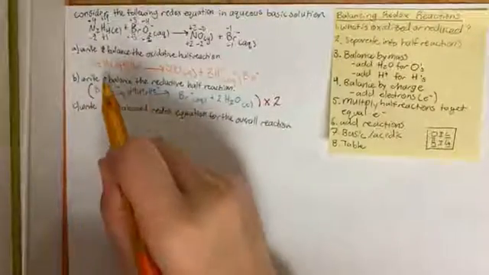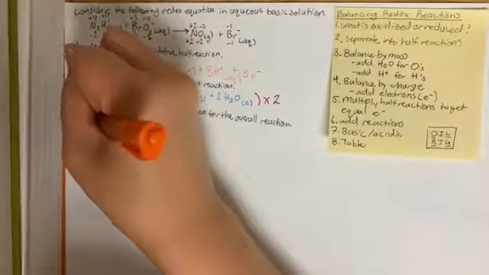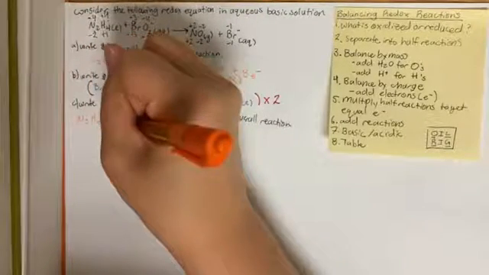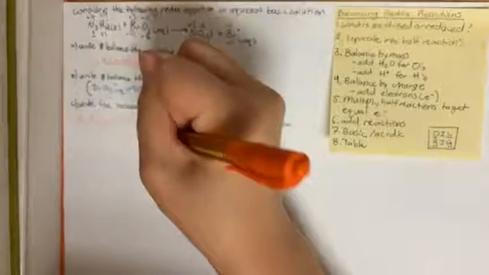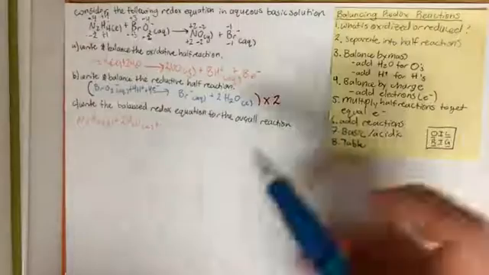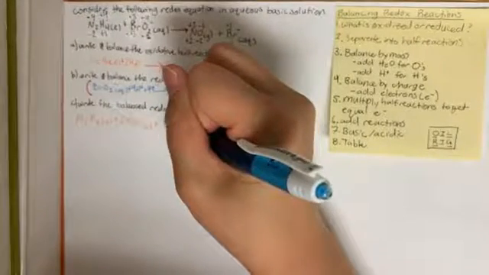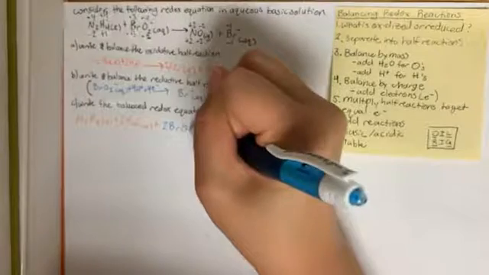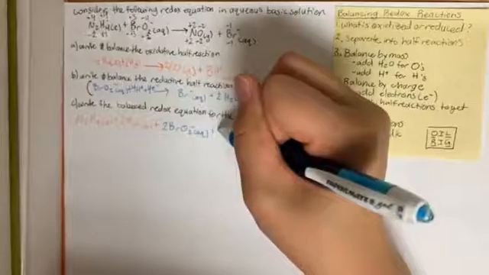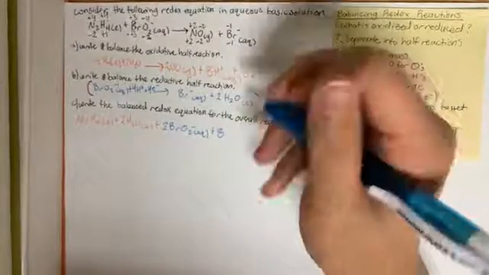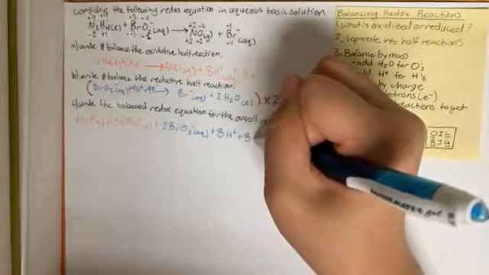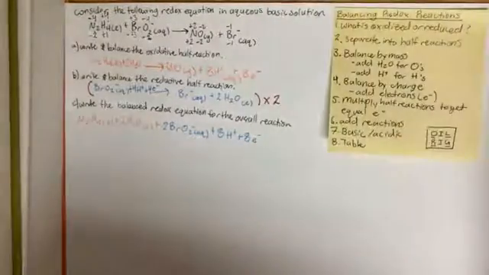Alright, so for the reactants, we have N2H4 liquid plus 2H2O liquid plus 2 BrO2 minus plus 8 H plus, remember the times 2 here, and the 8 electrons. Cool.